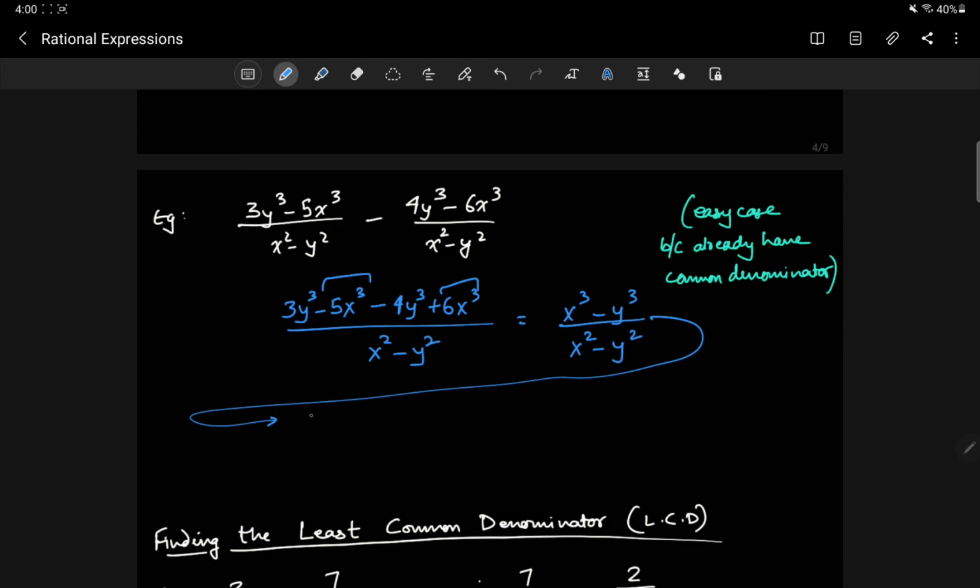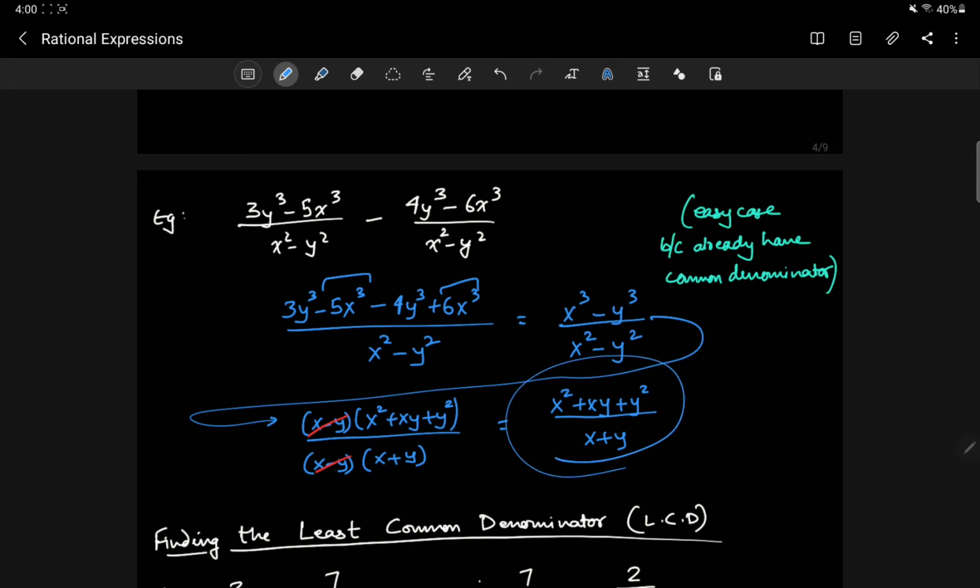Now this is a difference of cubes, which we recently learned can be factored as such, and the denominator is a difference of squares, which can be factored as such. And then, as before, we cancel what we can. Once we cancel, in the simplified form, this is x squared plus xy plus y squared over x plus y, which is the end product in the subtraction of these two expressions. So that's the easy case.